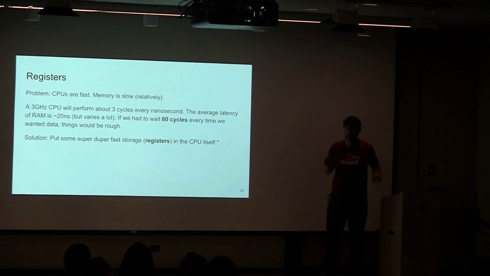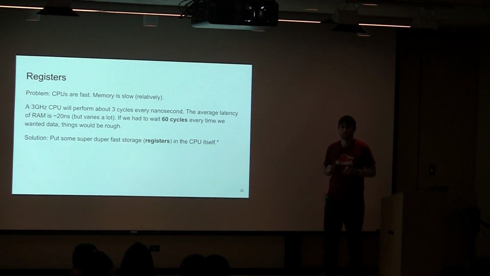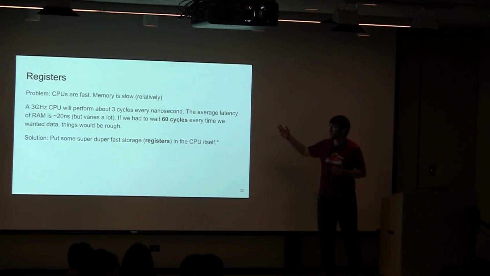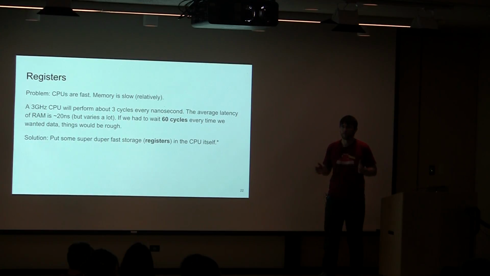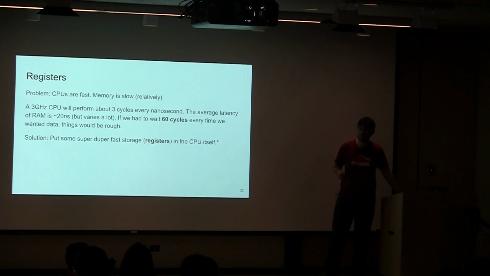So we have a few registers built into the CPU, and they're very, very fast, so we can access them in like one cycle, instead of RAM, which is far away physically and also requires a lot more logic to access, so it's slower.